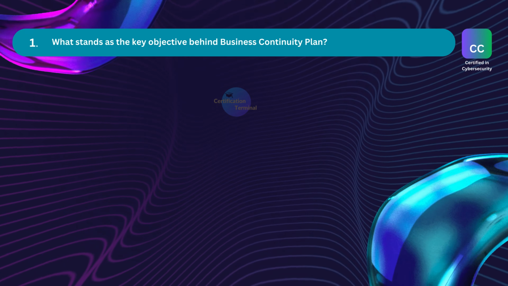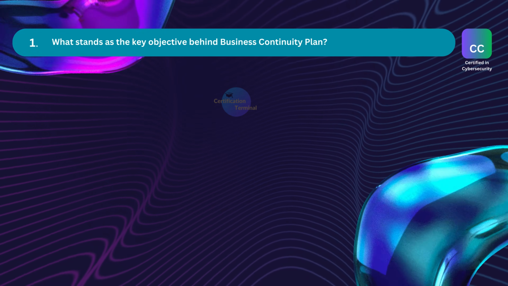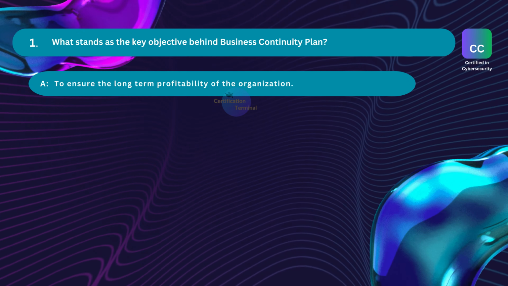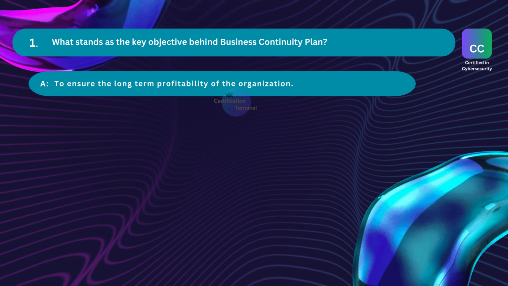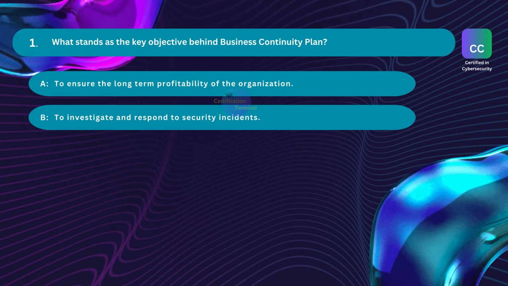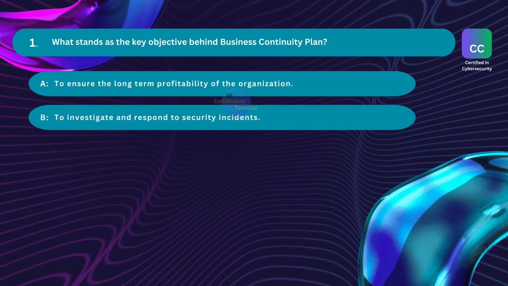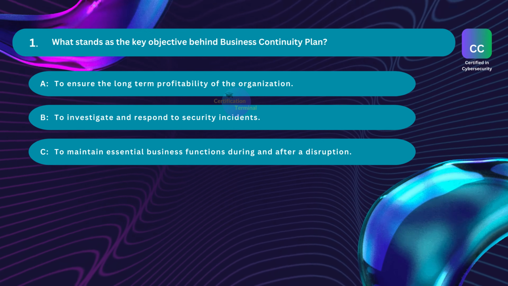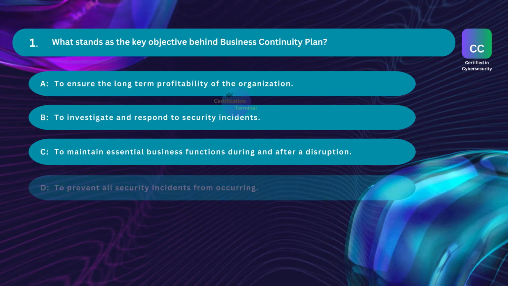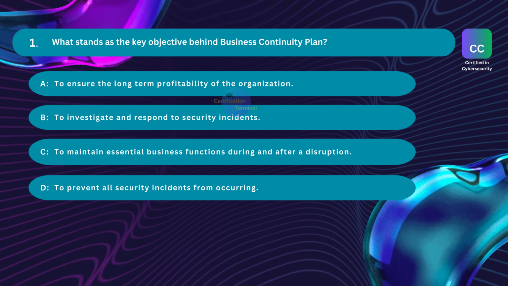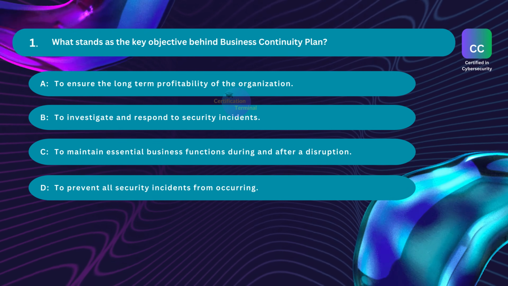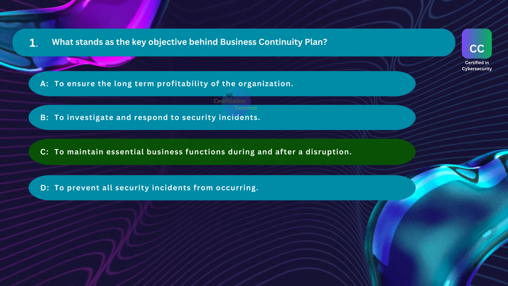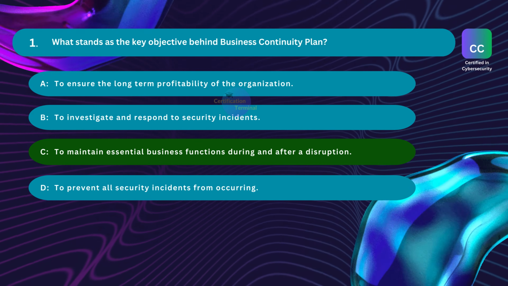Question number 1. What stands as the key objective behind business continuity plan? Option A, to ensure the long-term profitability of the organization. Option B, to investigate and respond to security incidents. Option C, to maintain essential business functions during and after a disruption. Option D, to prevent all security incidents from occurring. The correct answer is Option C, to maintain essential business functions during and after a disruption.